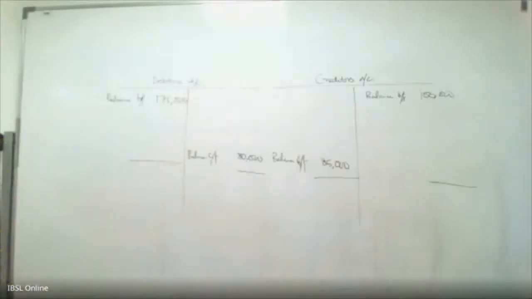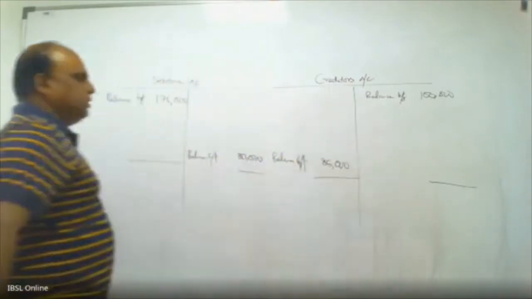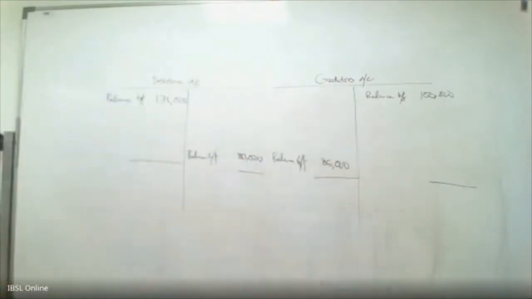Look at the board. Based on the information I have populated, debtors opening balance, closing balance, creditors opening balance, closing balance. Using this only, we can find out what is the cash amount.